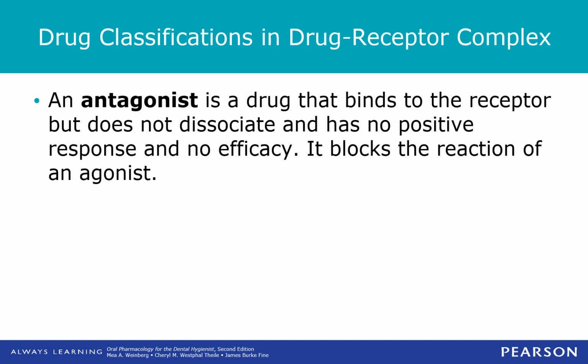An antagonist, on the other hand, is a drug that binds to the receptor but does not dissociate, and it has no positive response and no efficacy. It blocks the reaction of the agonist. How does it do that? It binds to the receptor but does not dissociate, so it blocks the receptor site for the agonist drug.